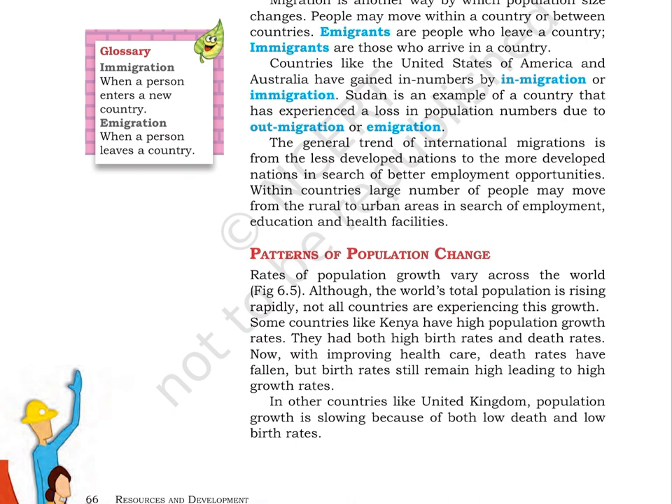They had both high birth rates and death rates. Now that healthcare is improving, death rates have fallen. But birth rates still remain high, leading to high growth rates. In other countries like the United Kingdom, population growth is slowing because of both low death and low birth rates.